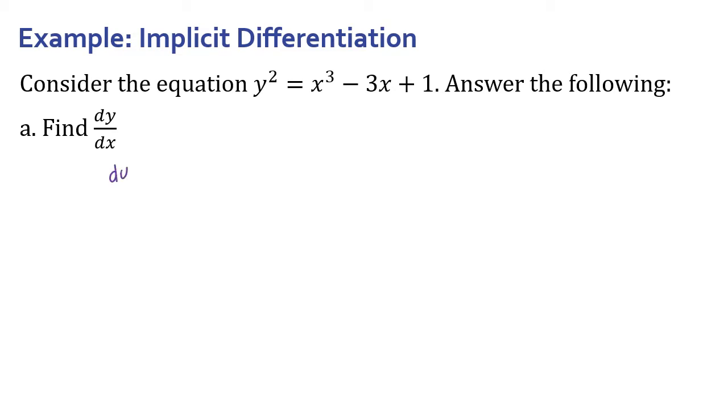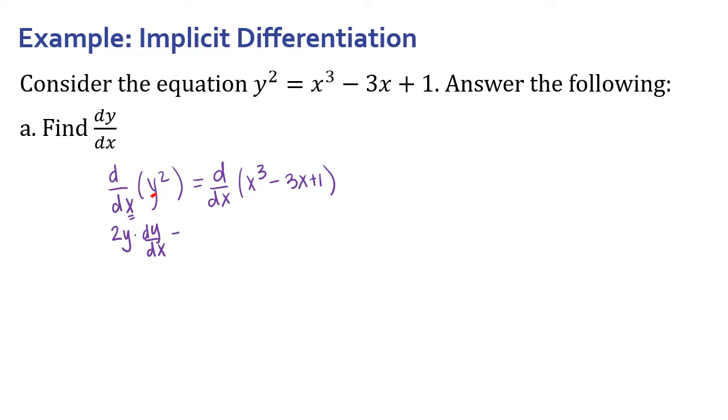So we'll take the derivative with respect to x of both sides. That gives me the derivative with respect to x of y squared, and then the derivative with respect to x of x cubed minus 3x plus 1. Okay, so on the left-hand side, because we're taking the derivative with respect to x of this function y, we're going to have to use the chain rule. So it's going to be the outside function evaluated at the inside, so that's going to be 2y, times the derivative of the inside, so dy/dx, equals, and then take the derivative of each of these pieces.